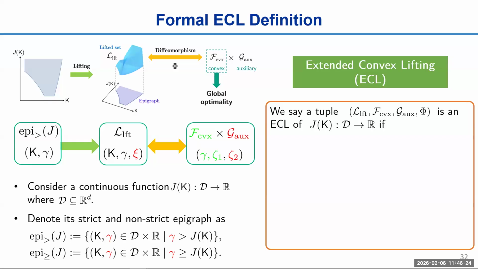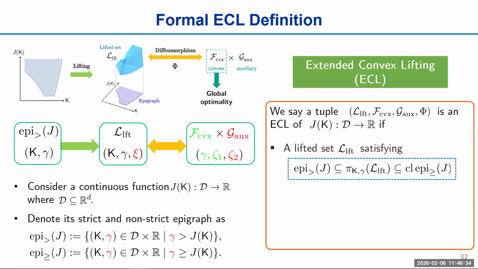So, we say a tuple is an extended convex lifting of your function if we have the following conditions. Actually, we have two conditions. The first condition is that the lifting set should be good enough to cover the strict epigraph. After projection to your original variable and the function value, this should be good enough to cover the strict epigraph and should be small enough to be contained by the closure of your epigraph.